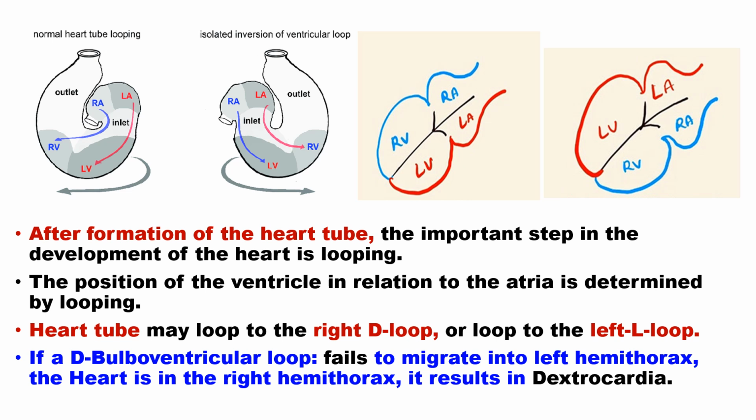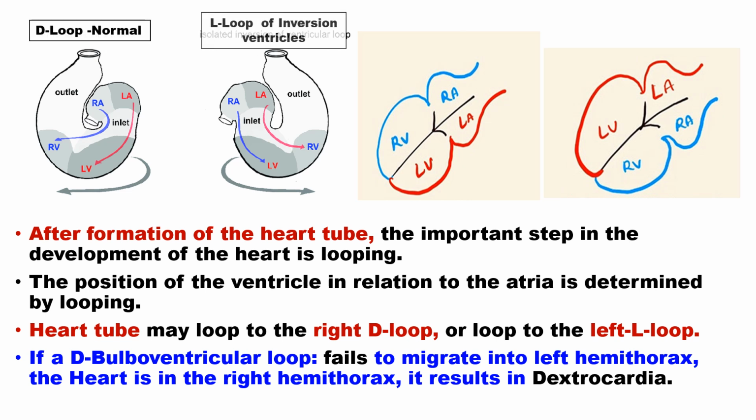So what we conclude is, after the formation of the heart tube, which completes at the end of the 24th day, the important step is development of heart looping. D looping is normal, L looping is inversion of ventricles. The position of ventricles in relation to atria is determined by the looping. The heart tube may loop to the right, forming a D loop, which is normal, or loop to the left, that is an L loop, which is abnormal.